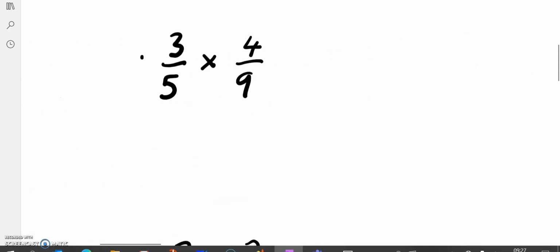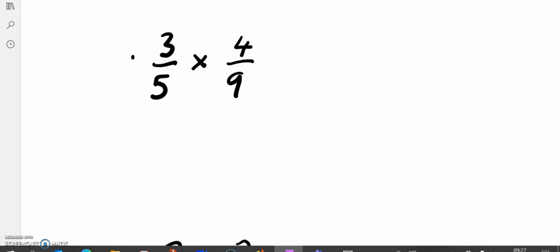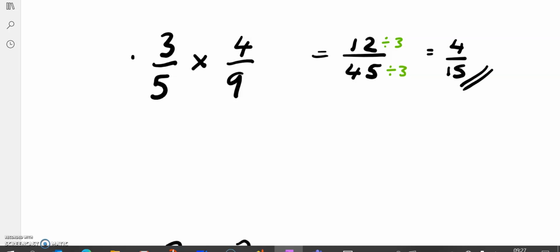If we have a look at this example here, 3/5 times 4/9. You might just do this strategy here. I'm not going to do my working over here. Usually we do it underneath. This is going to become 12 over 45. But hopefully you can notice here that these are both in the 3 times table, and it's not immediately obvious that they are. But they're both in the 3 times table, so that can be simplified to be 4 over 15. That would be your final answer.